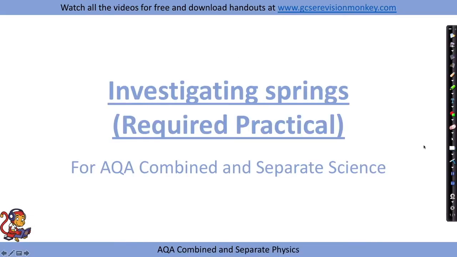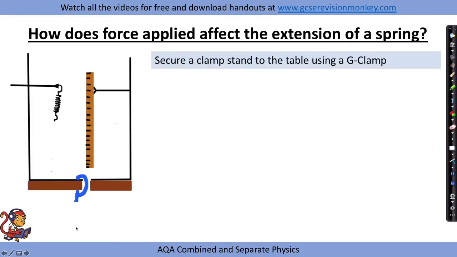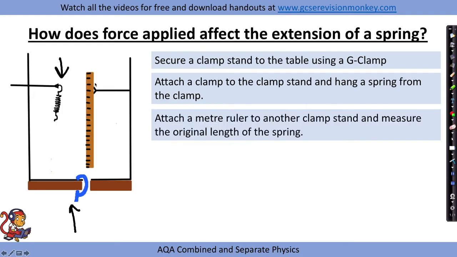Investigating springs required practical. In this practical, you're going to see how the force applied to a spring affects the extension of a spring. First of all, you need to secure a clamp stand to the table using a G-clamp. This is because you're going to put lots of weights on the bottom of the spring and you don't want it to topple over. You then attach a clamp to the clamp stand and hang a spring from the clamp, like so, and attach a meter ruler to another clamp stand and measure the original length of the spring.